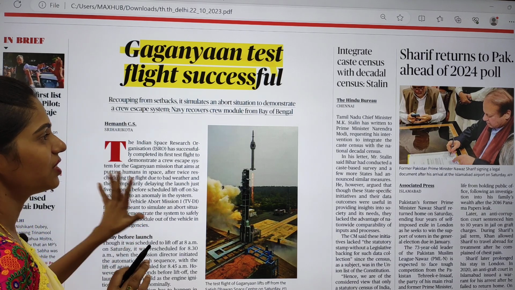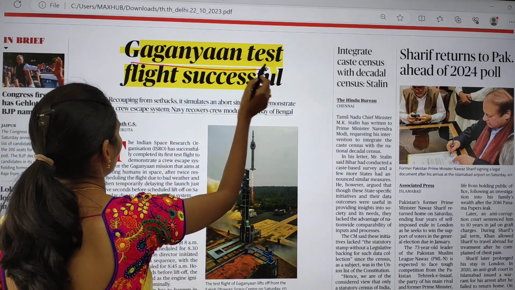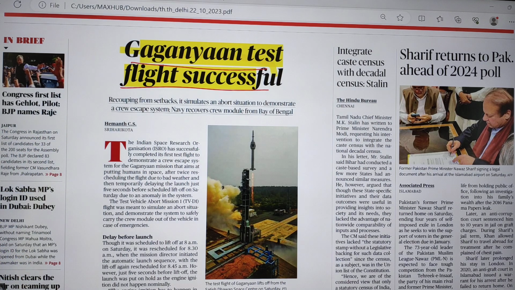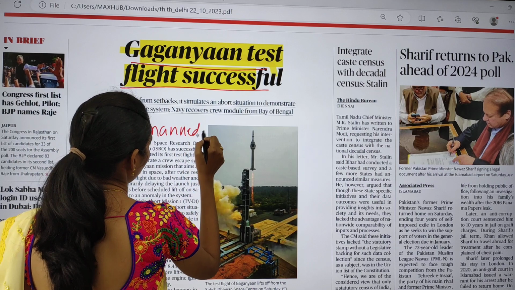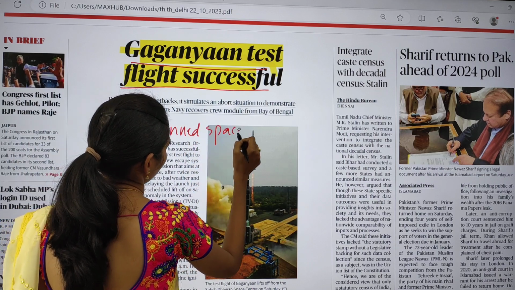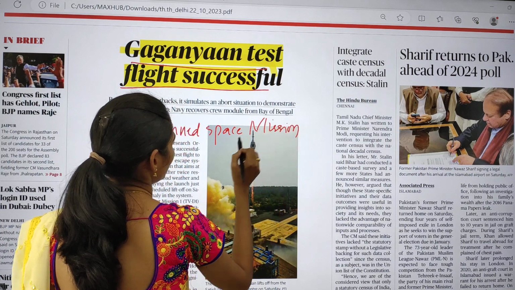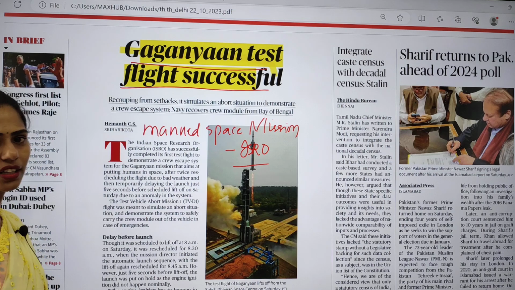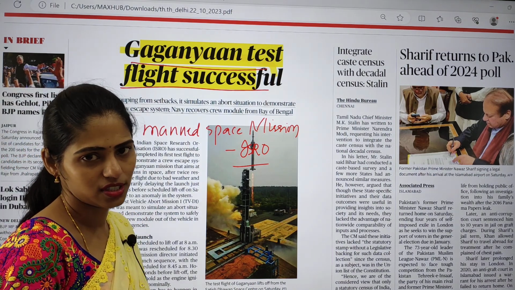Clear? So this is the front page of The Hindu and the first topic is Gaganyaan test flight successful. Gaganyaan is a manned space mission of ISRO. That means under this mission, ISRO wants to take astronauts, right?